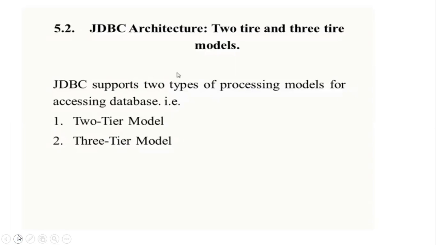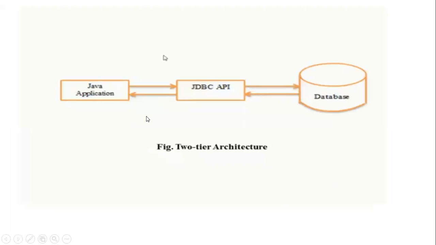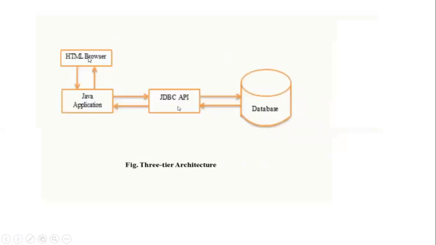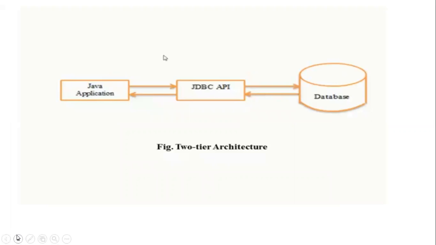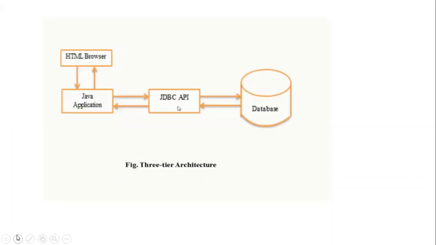Then the architecture for JDBC has two types: two tier model and three tier model. In two tier model, only the Java application will communicate with the database through the JDBC API, and in three tier there is another component added, the HTML browser. The HTML browser will first give the request to the Java application. The Java application will communicate with the database and receive the result back through the JDBC API, and it will pass the output to the HTML browser. So there are two types of architecture: two tier architecture and three tier architecture.